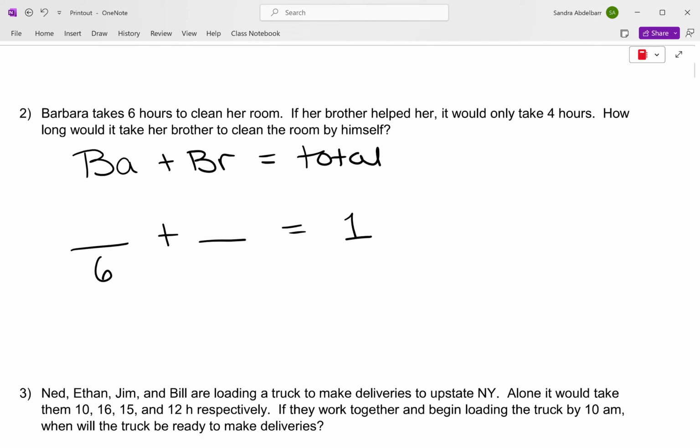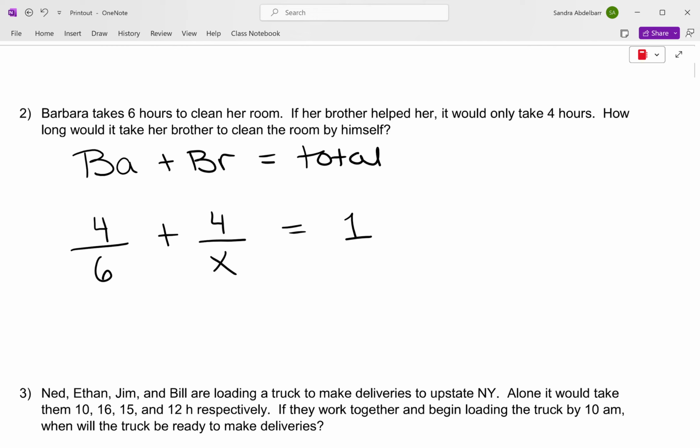So Barbara will take 6 hours alone. How many hours together? James? 4. Do we agree both numerators are 4? And then we don't know how long it will take the brother alone, so I'm going to put X there.